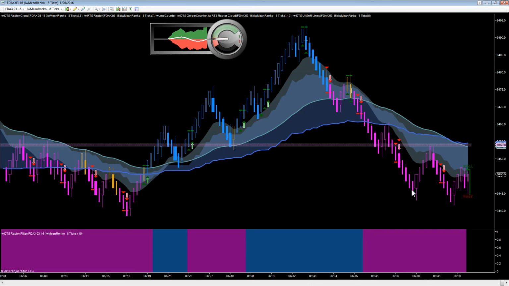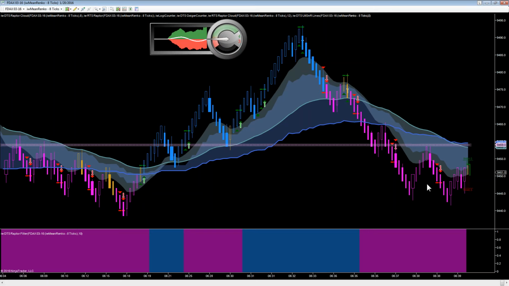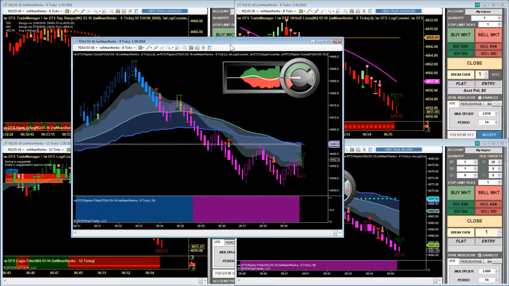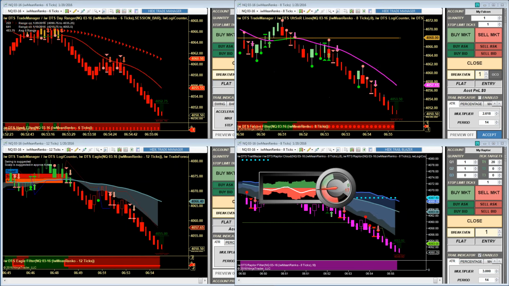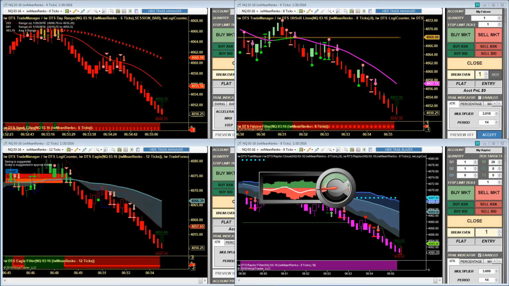The clouds are crossing over. The market comes back into the cloud. We're looking for some support. So it looks like we're going to generate another sell signal here with the Raptor and probably see the market continue lower. All right, so there's the DAX.